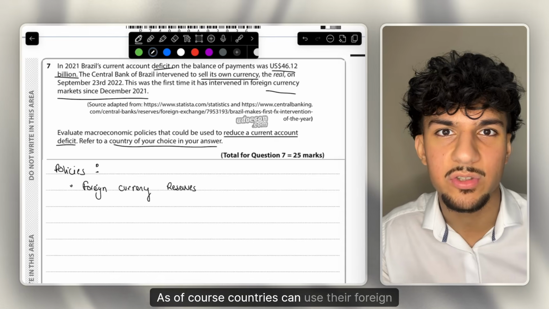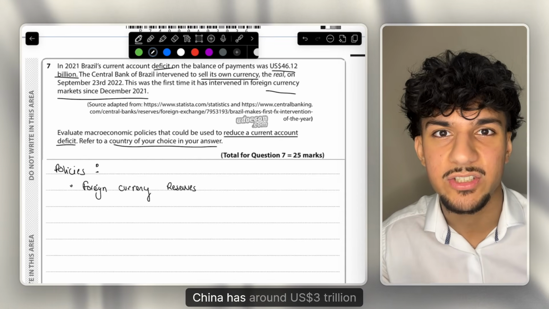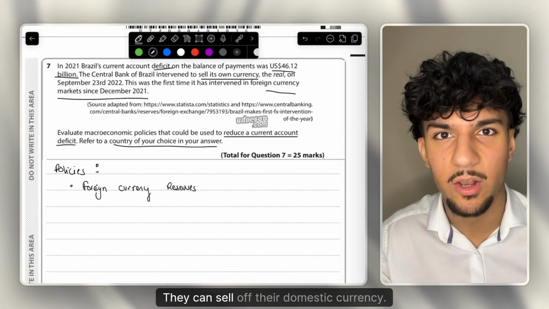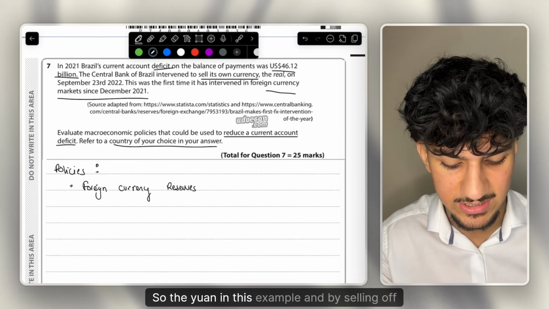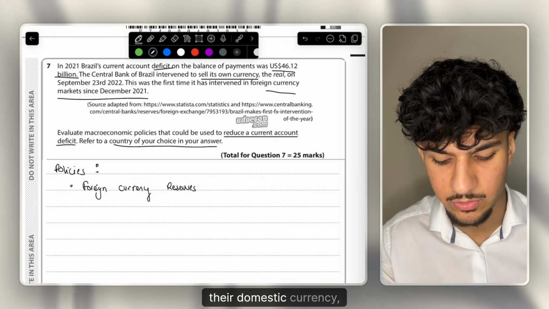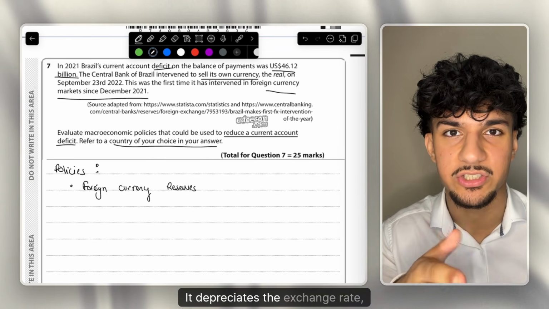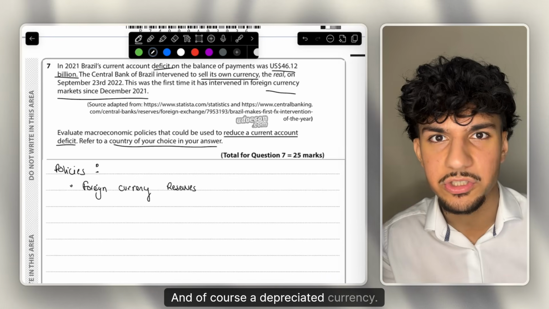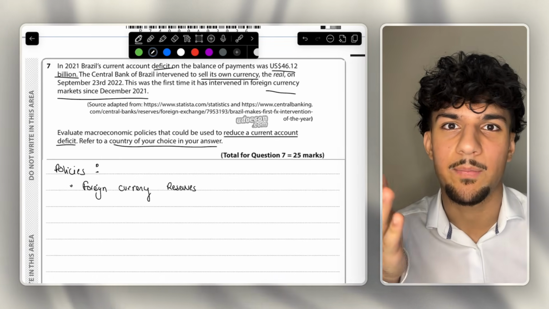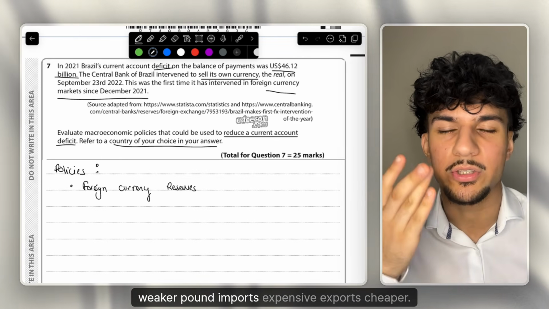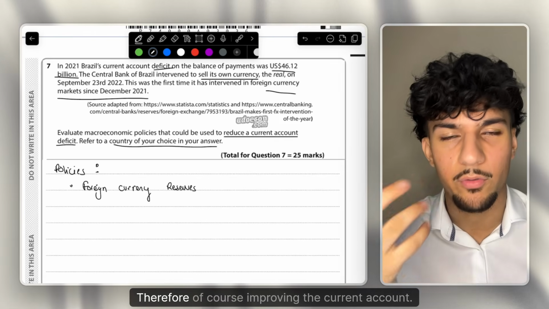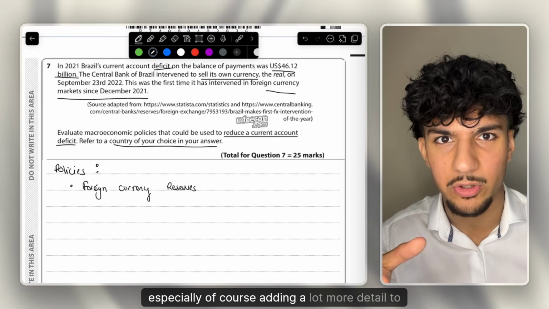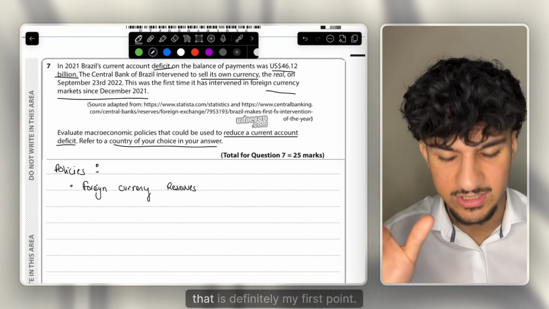Countries can use their foreign currency reserves. For example, China has around $3 trillion in its foreign currency reserves. They can sell off their domestic currency, so the yuan in this example, and by selling off their domestic currency, what does it mean? It shifts out the supply curve for the currency and depreciates the exchange rate. And of course a depreciated currency, if you think about spicy, the opposite of spicy, weaker pound, makes imports expensive and exports cheaper, therefore improving the current account. Therefore that could be a really solid paragraph, especially adding a lot more detail and application. But that is definitely my first point.